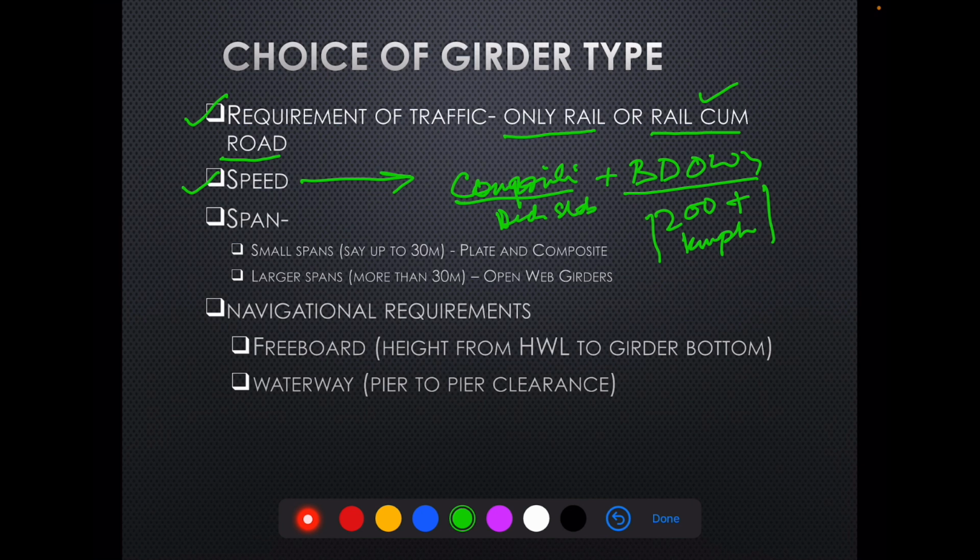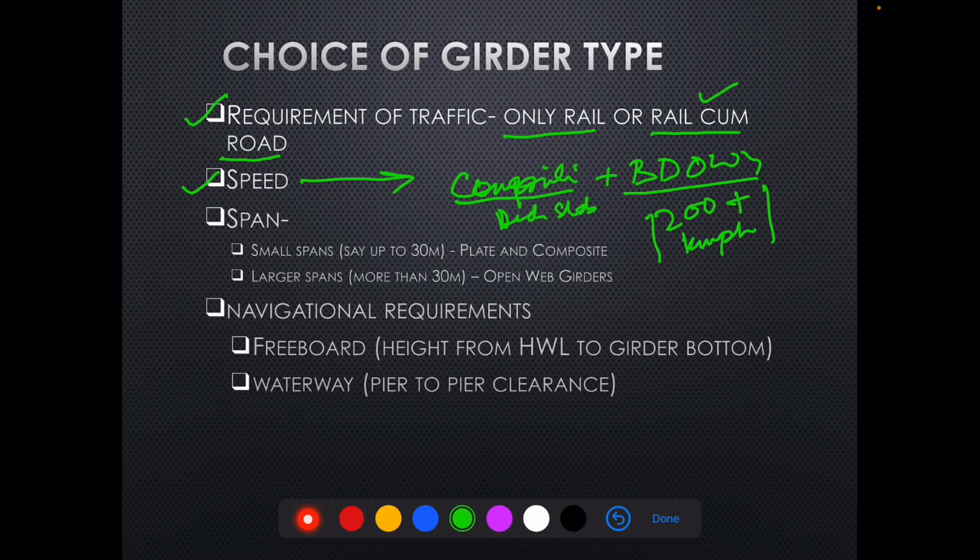One thing is for your information: when we say speed, mostly the speed limit is decided by passenger trains and not by the goods trains, because passenger trains operate at much higher speed than the goods train.